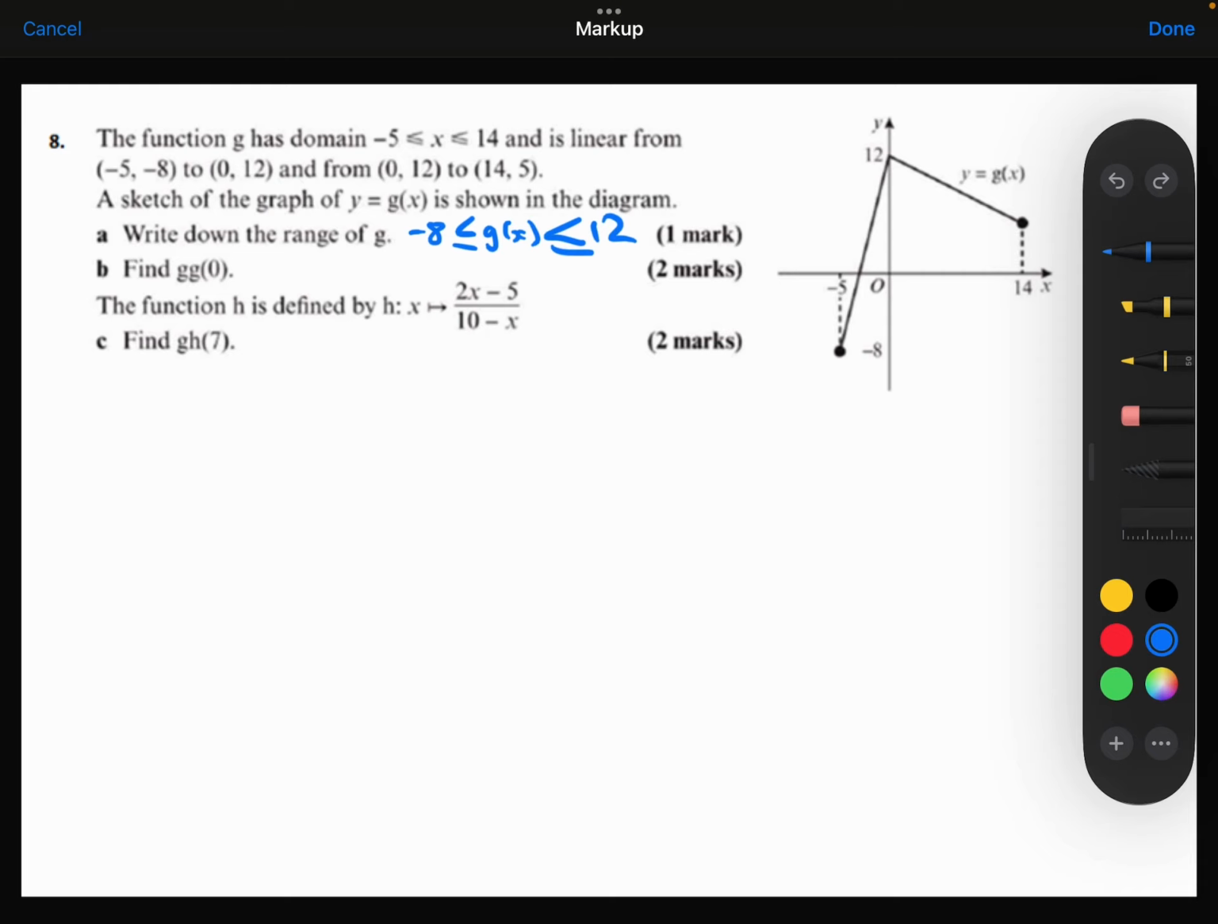Part B says to find g of g of 0. So what that's saying is to substitute 0 into the g function, get your answer, and then whatever that answer is, substitute it into g again. Now, when I substitute 0 into g, just looking at my graph, I can see I just get 12. So g of 0 is 12.